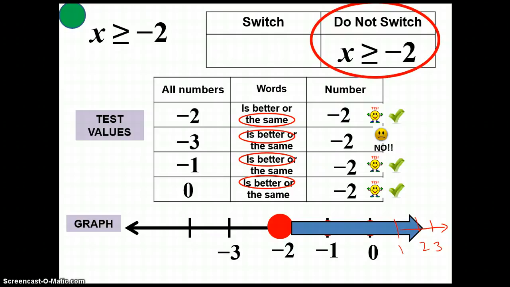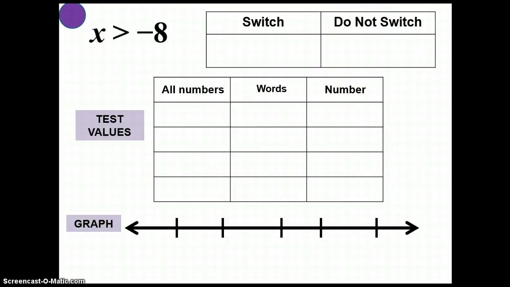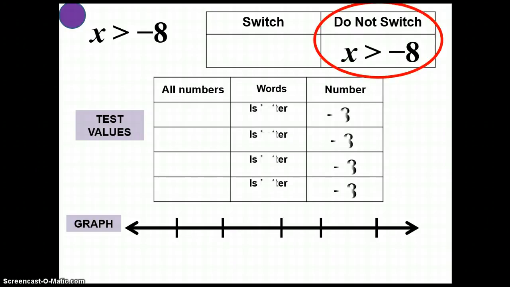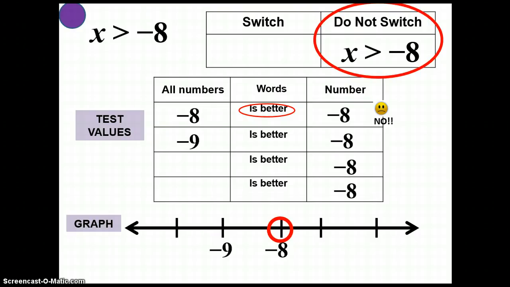Let's try one last one for the road. Does this one need to switch? No, it doesn't need to switch. We're going to be comparing all of our numbers to -8. So is -8 better than -8? No. So again, we're going to put a giant circle on that one. What are some other numbers that might be better than -8? Is -9 better than -8? No. So let's try another number.